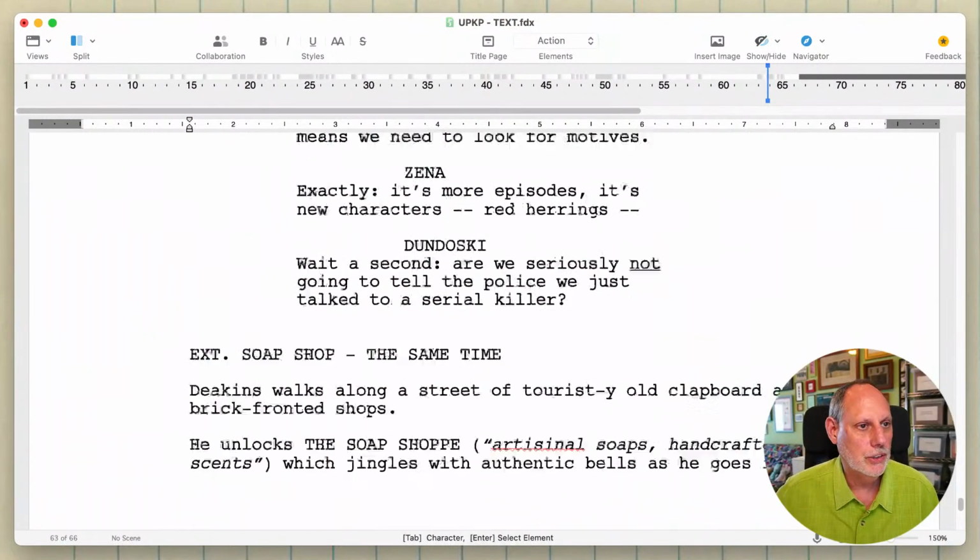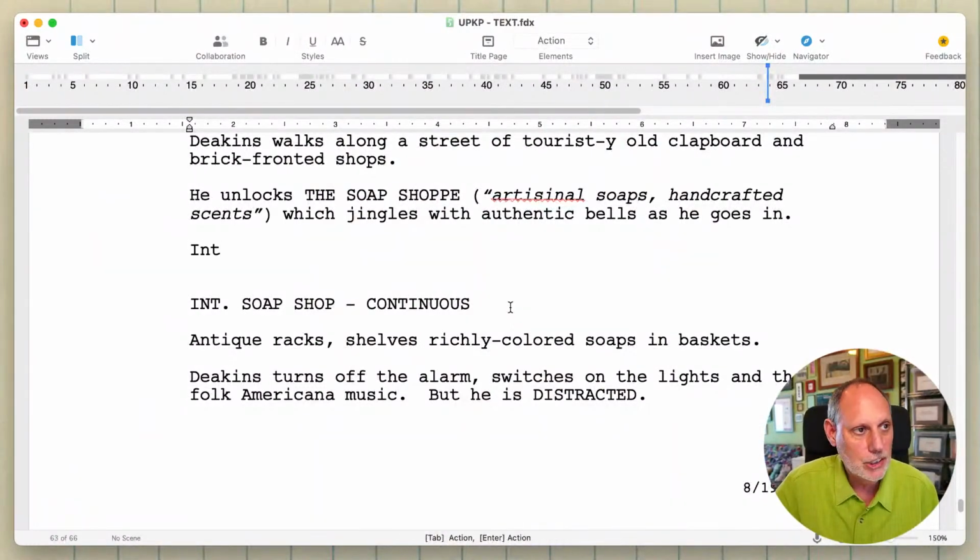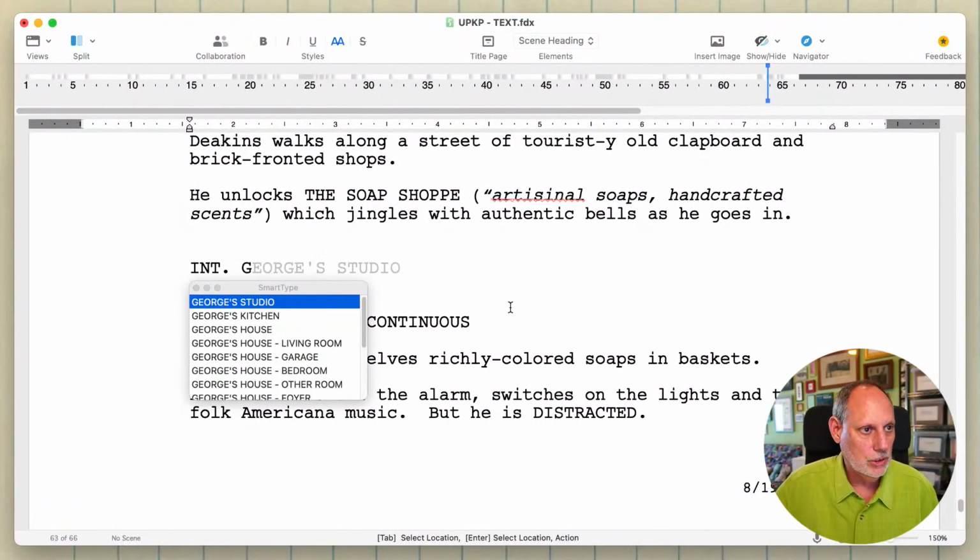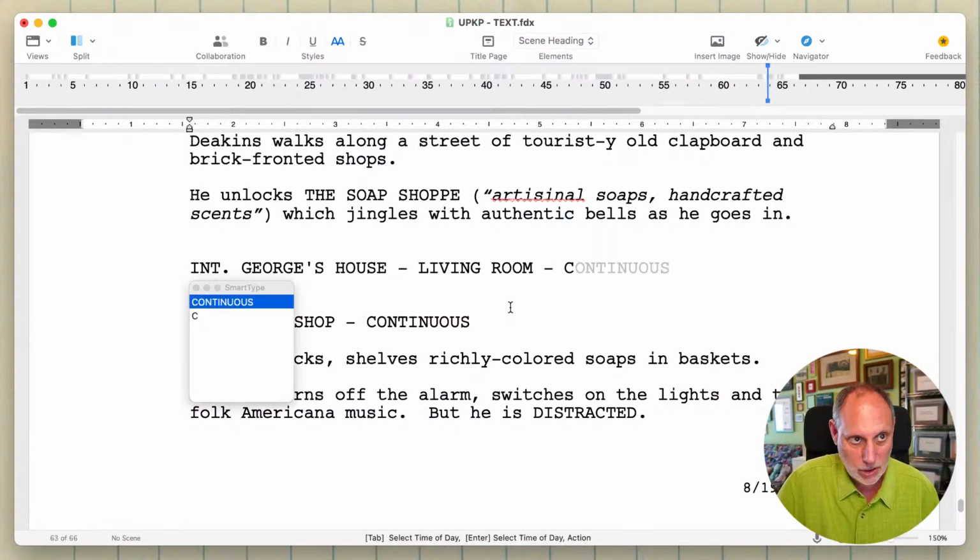Where are we here? Interior. Okay, they're in the living room. Interior, George's house, living room. Continuous.